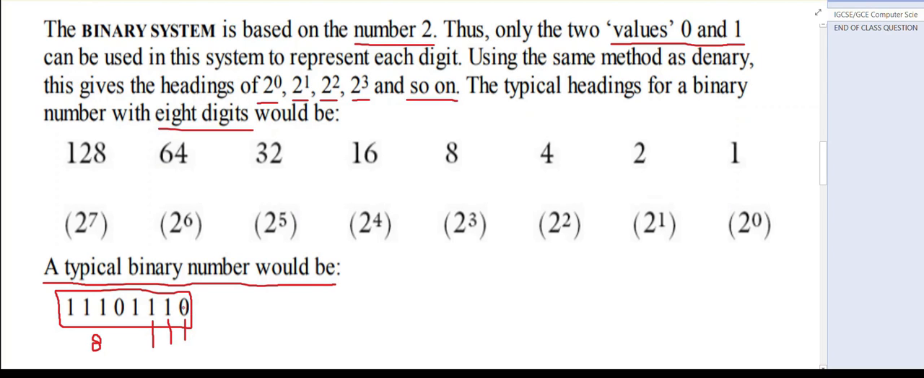Right? What does this 0 represent? 2 to the power 0. What will we write on this 1? 2 to the power 1. On this one, 2 to the power 2. On this one, 2 to the power 3. This, 2 to the power 4. This, 2 to the power 5, and so on, right?